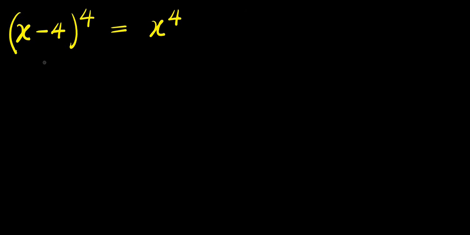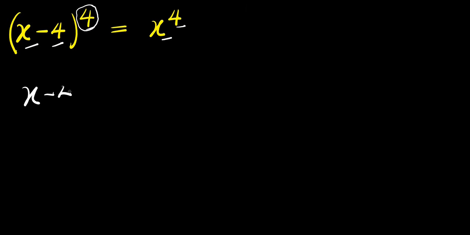Hello, how to solve this Olympiad exponential problem? (x - 4)^4 = x^4. We are solving for all the values of x that will satisfy this equation. Now, this exponent, we can express it as multiples of 2, like 2 times 2.